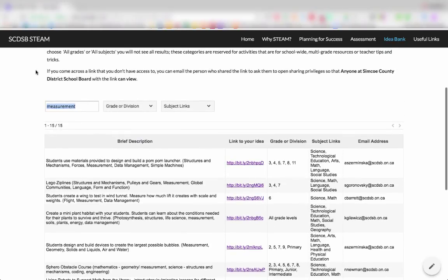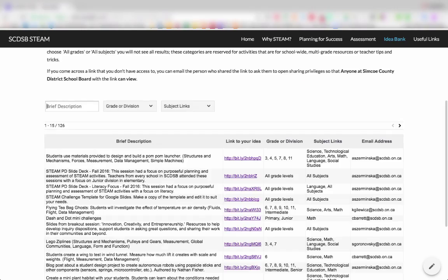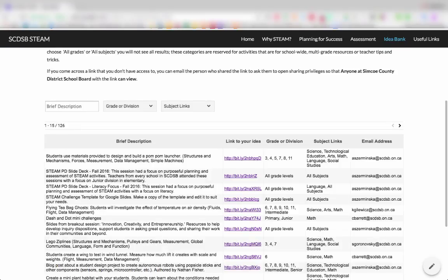So there are going to be some areas of the curriculum where we have lots of different examples of lessons that teachers have shared. There will be others where we have fewer. So ecology, there you go. We don't have any matches for that at this time. We also have fewer secondary examples than elementary examples at this point.